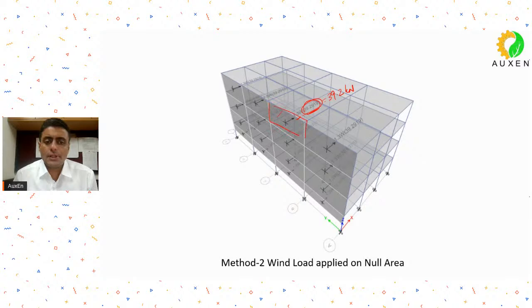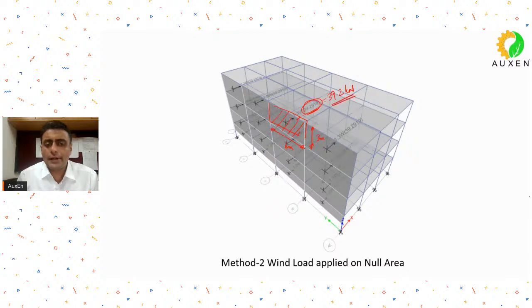You understand? This particular load is being applied on the exposure area that we have, on which we have created our null area, and you can easily cross check it. You have the wind pressure as 1.653 kilonewton per square meter. You multiply it by this distance. This is 6 meters, and this is 3 meters. You do the multiplication, you will get this value.